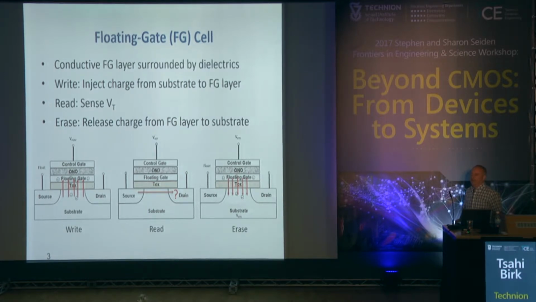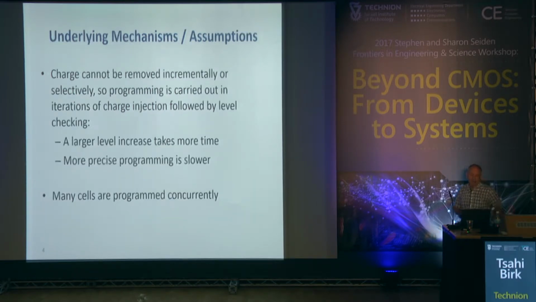Programming, because in flash you cannot remove charge incrementally or selectively, you have to provide kind of shots of charge and then see whether you've provided enough, if not, another cycle, etc. The reason will become clear, I mean, the relevance will become clearer very soon.